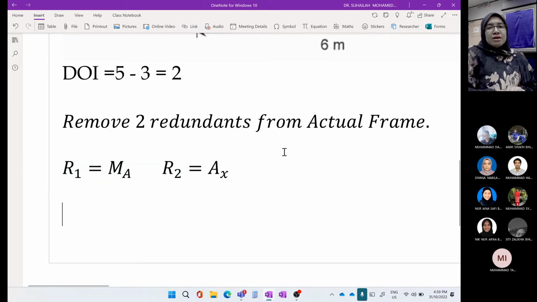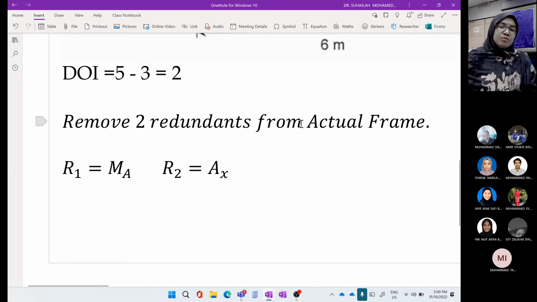Okay. Now, normally for 2 redundants, we will use numbering instead of using ABC. So starting from now, we change our direction. Instead of using ABC, we use numbering. Redundant number 1, MA, means that the redundant position is A, but this is for moment. And redundant number 2, AX. Both are at the same location, but one is moment, one is horizontal force.